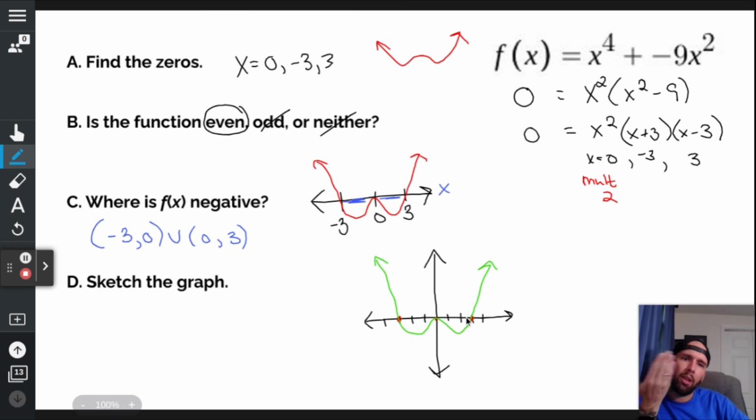See how the left side and the right side are just mirror images of each other? Because it's even. Even, Stephen.